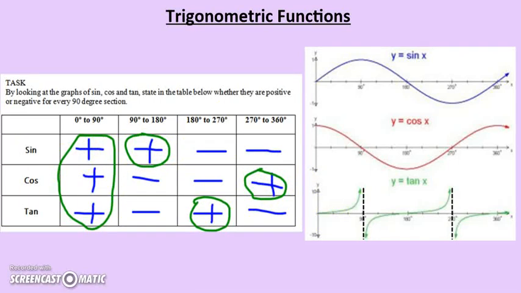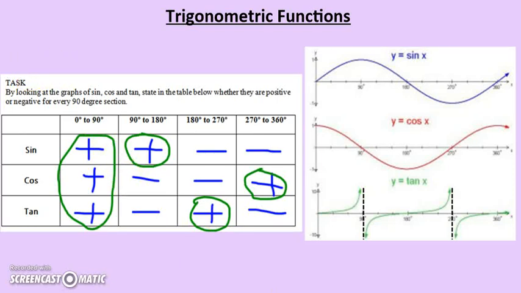and tan can occur. But drawing these graphs and drawing that table repeatedly might get to be a bit of a pain. So the cast diagram has been developed to make things a little bit easier to remember which trigonometric functions are positive and negative in different quadrants: 0 to 90, 90 to 180, 180 to 270, and 270 to 360. So it's time we had a look at the diagram itself.